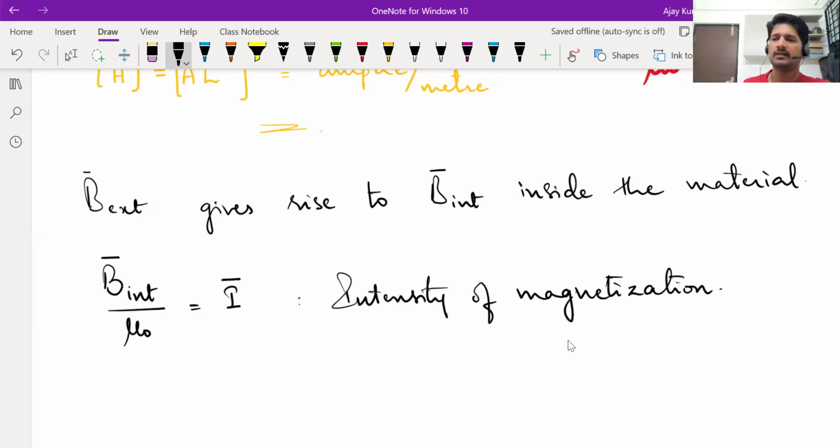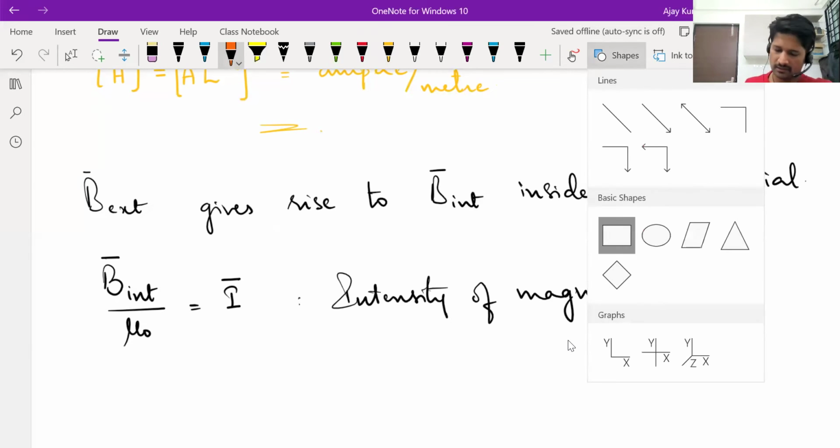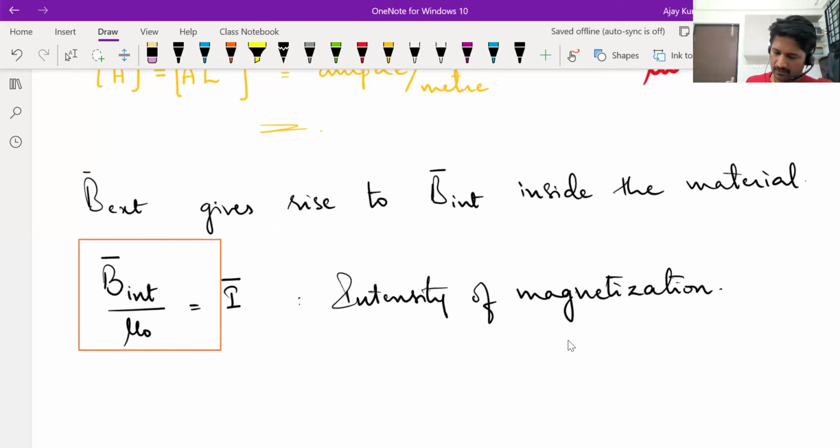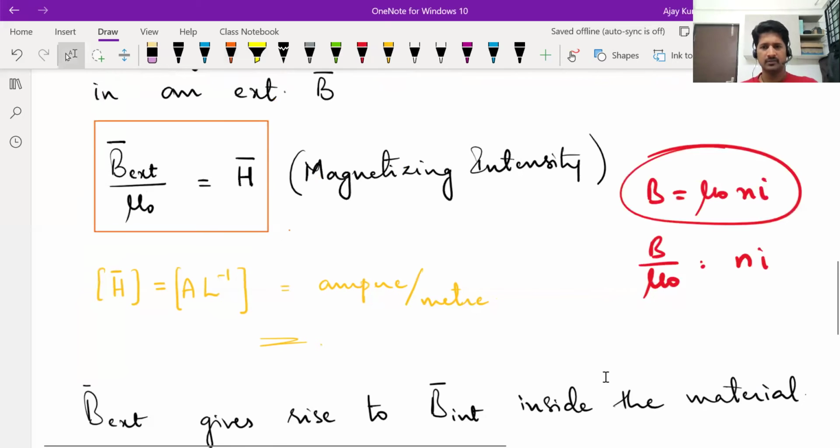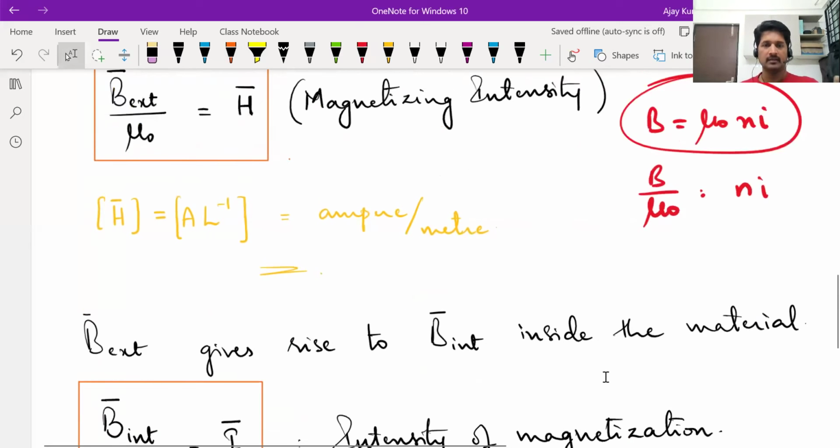Means how strongly the material has been magnetized. And how strongly it has been magnetized will be given by how strong an internal field it created. So B internal divided by mu naught. It will have the same units and dimensions as magnetizing intensity. See, these names are slightly confusing, but there is a clear difference between them.